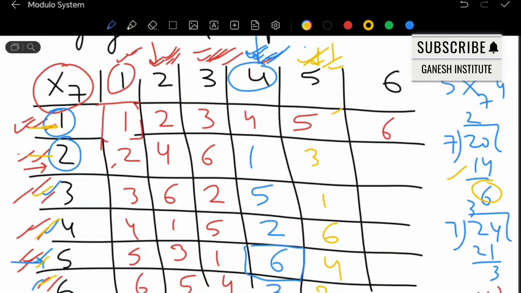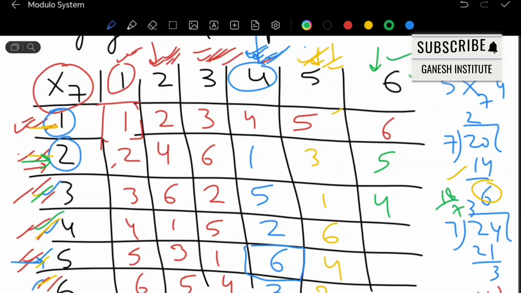Next. This is 2 and this is 6. 6 2s are 12. If 12 is divided by 7, what's the remainder? 5. 6 3s are 18. 18 gets divided by 7. 7 2s are 14. 4 is the remainder.